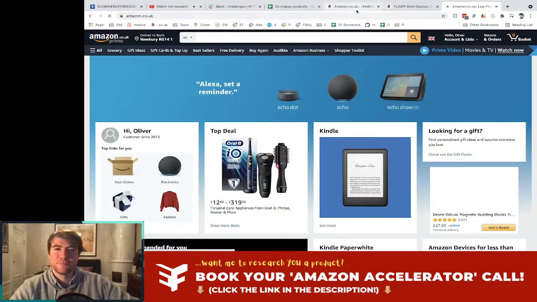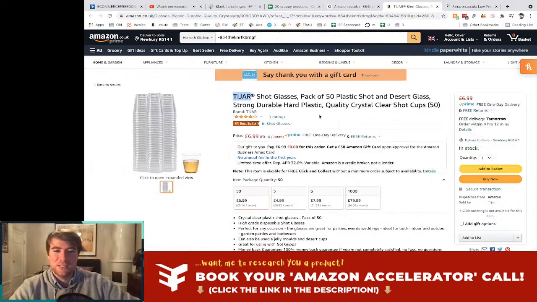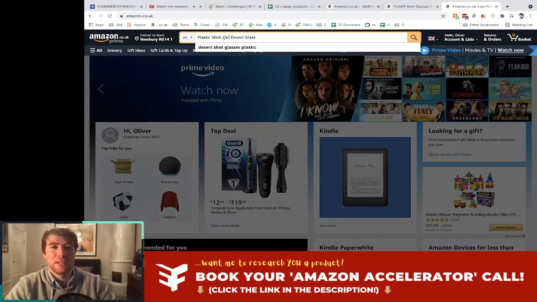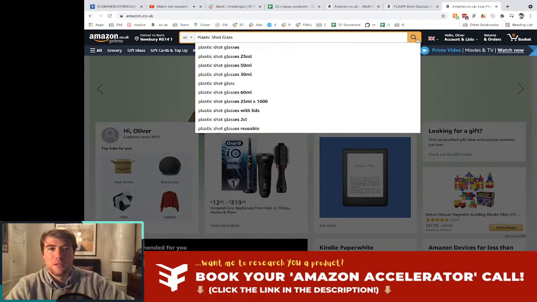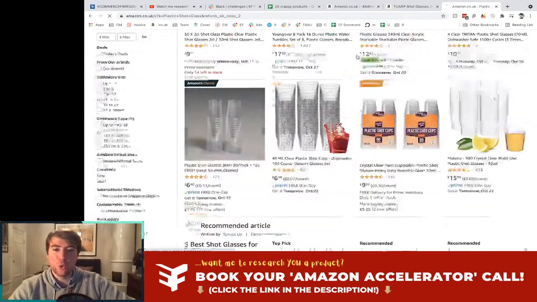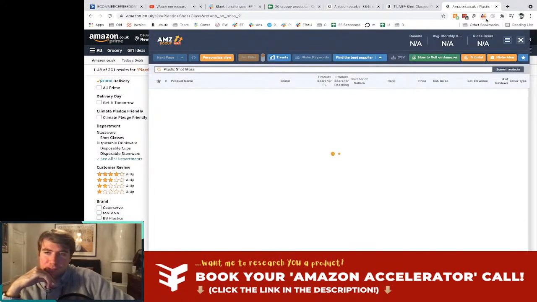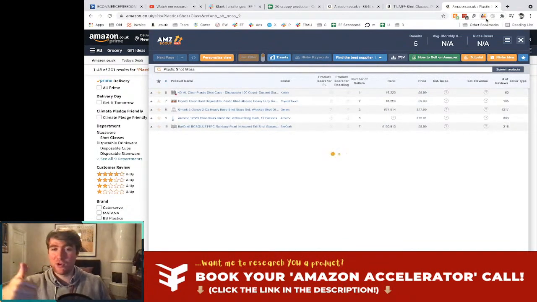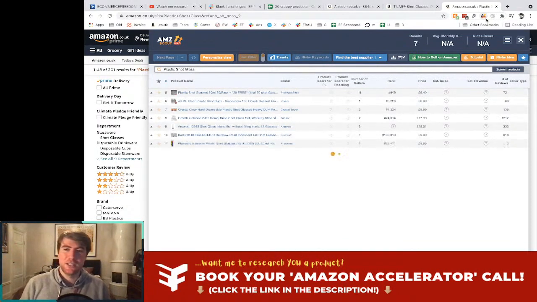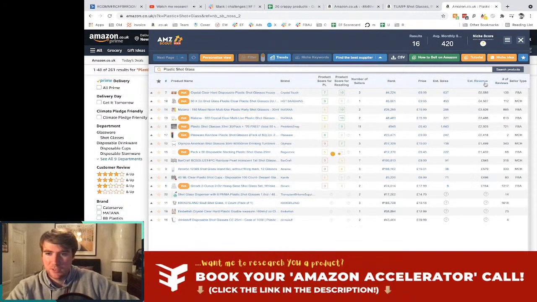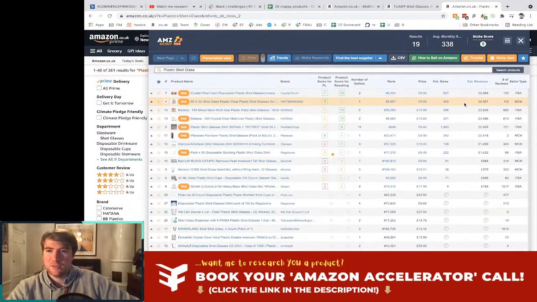Let's compare. I'm going to take the main keyword, plastic shot glasses. Probably sums it up, right? Plastic shot glass. Hit search, and then we've got all the plastic shot glasses side by side. Let's hit the button, have a look at the niche. And we want to check levels of demand, levels of competition, see what they're looking like. Takes a little while for it to populate sometimes.